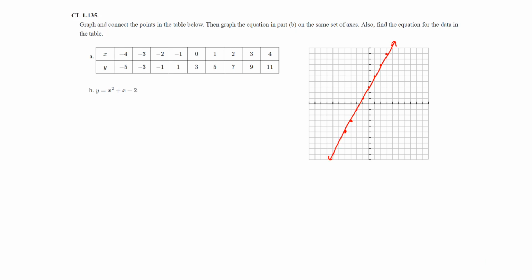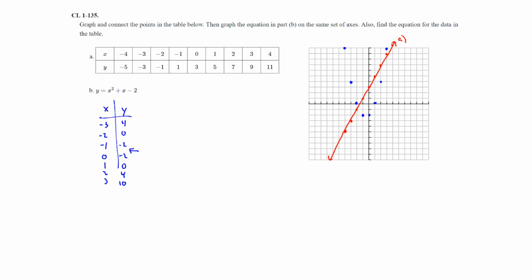And that's part A. That's from the table. So graph and connect the points in the table, which we did. Then graph the equation in part B. So let's go ahead and graph this equation. You could easily plug this into your calculator and look at your table to figure out what you're going to get. So I use the calculator to get the table.